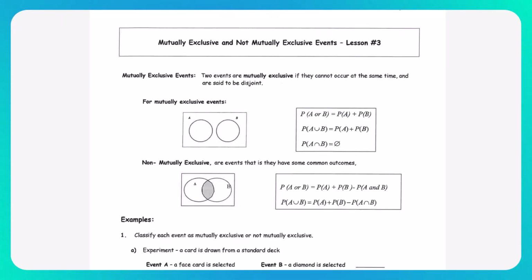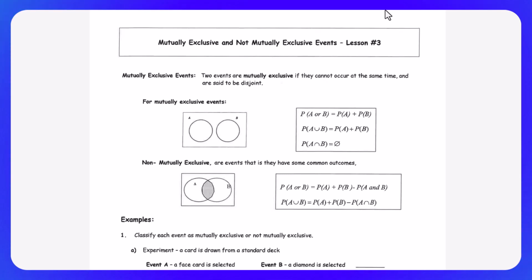Hey everyone, welcome back to Math 30-2. Today we're looking at Lesson 3 of the Probability Unit, mutually exclusive and non-mutually exclusive events. Now, the first thing is a definition.